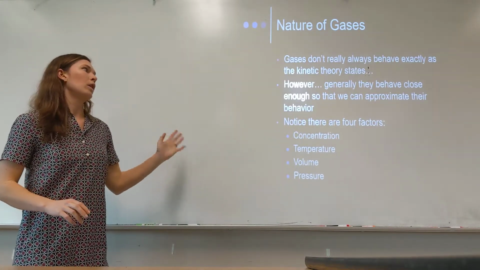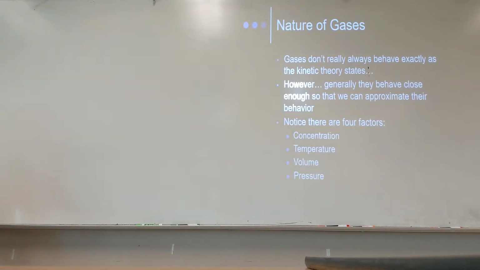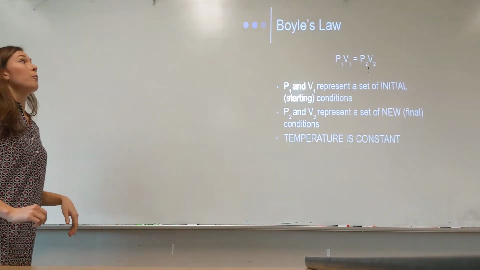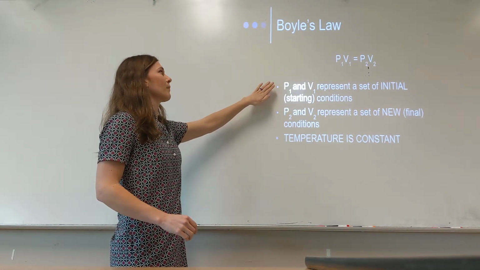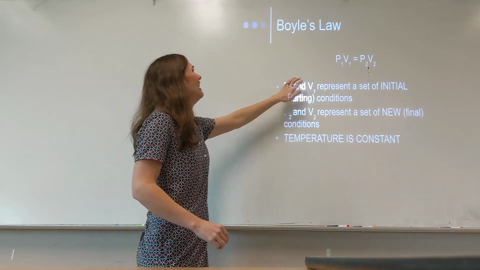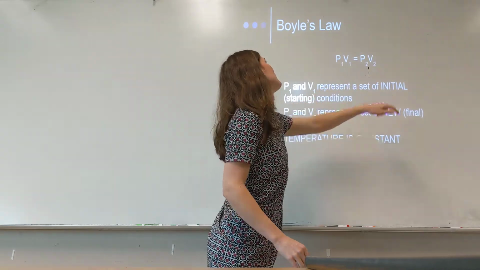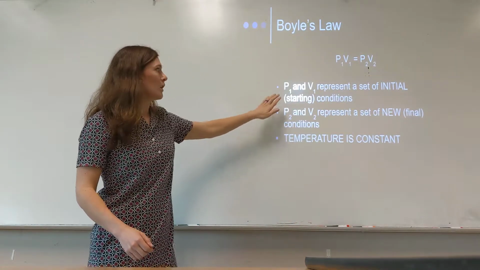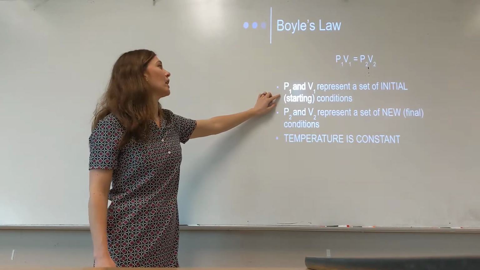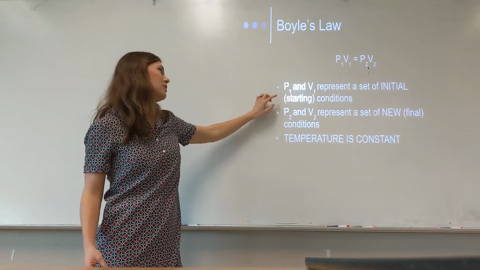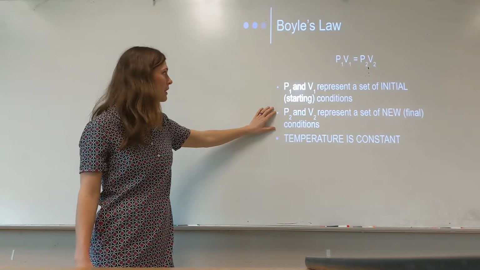So we're going to get into that, starting with Boyle's law. So Boyle's law states, this is Boyle's law: P1 V1 is equal to P2 V2. The important thing to note is that P1 and V1 are initial or starting conditions. P2 and V2 represent new or final conditions.